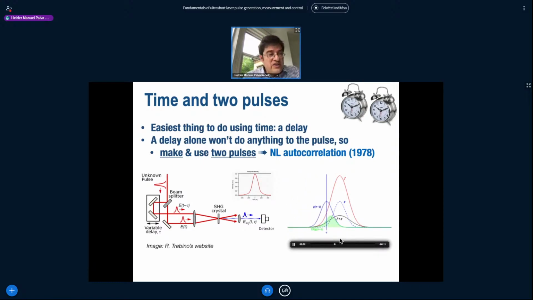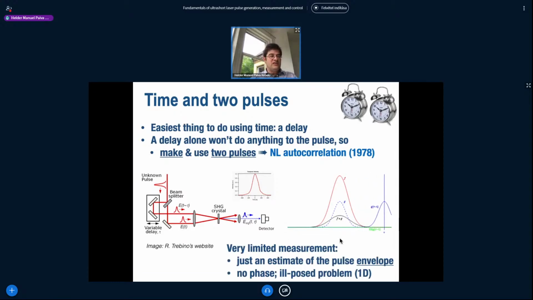So this is called autocorrelation. It gives you a signal which is maximum when the delay between the 2 pulses is minimum, 0, but it has a lot of limitations. Because of the way this works, you only have an estimate of the pulse duration. You're not looking at the direct pulse. You're looking at the convolution of the pulse. And also, unfortunately, you cannot get phase information. You know, the spectral phase, which is so important, you cannot really retrieve it from this kind of measurement. Mathematically, this is an ill-posed problem. This autocorrelation is a 1D data set, and there is no solution for the phase retrieval problem in 1 dimension.